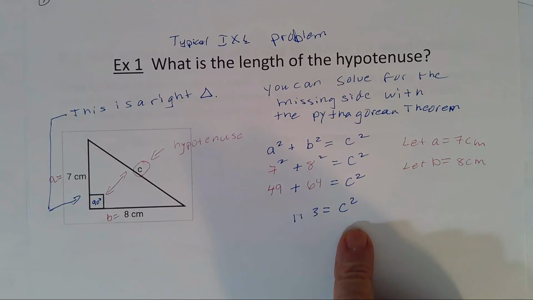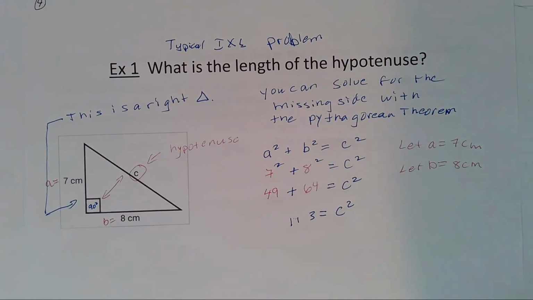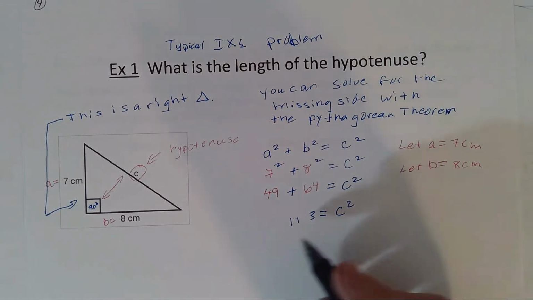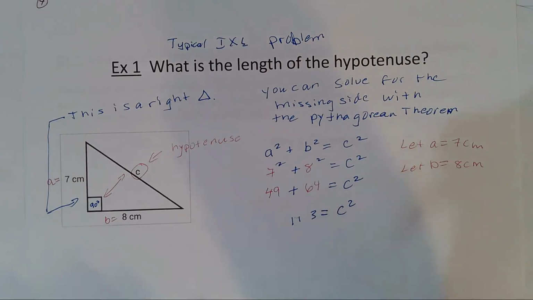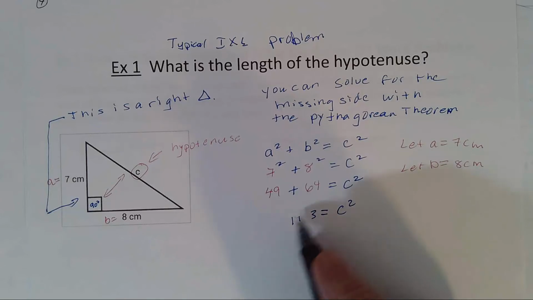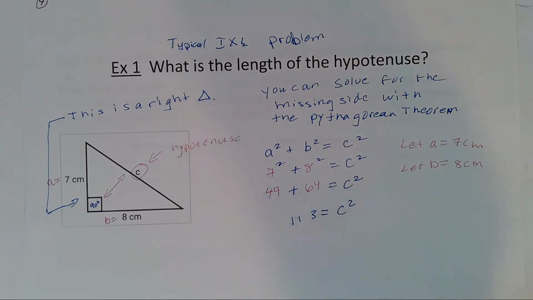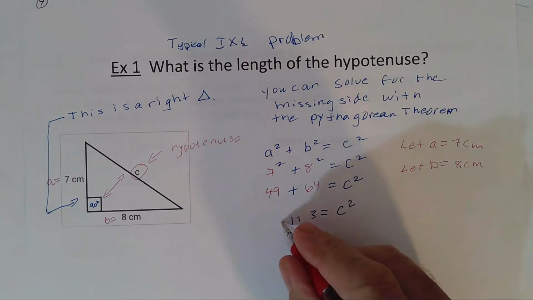Okay, so we want to find out what c is. So what we end up having to do is take the square root of both sides, because when we're multiplying two numbers together, this is what it ultimately is. We're doing the opposite of squaring numbers, which is taking the square root. So the opposite of squared numbers is to take the square root of both sides. So let's do it that way now.